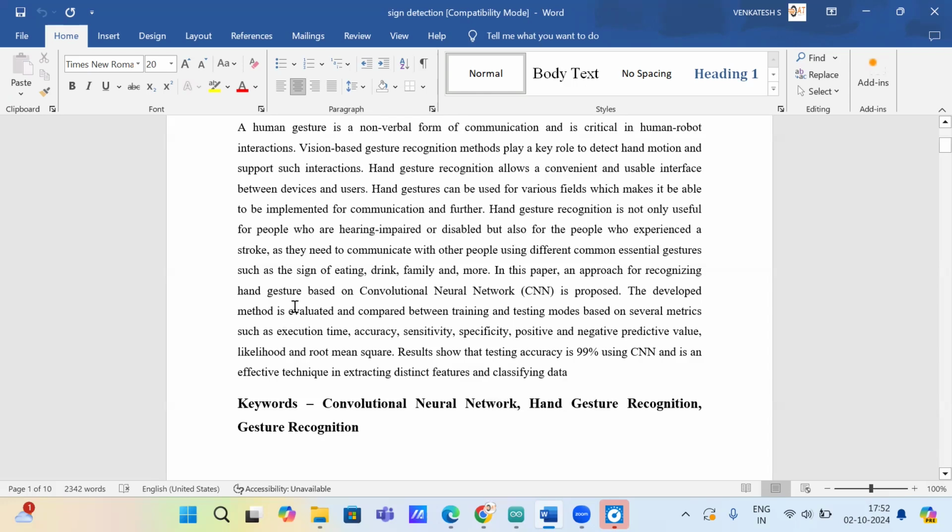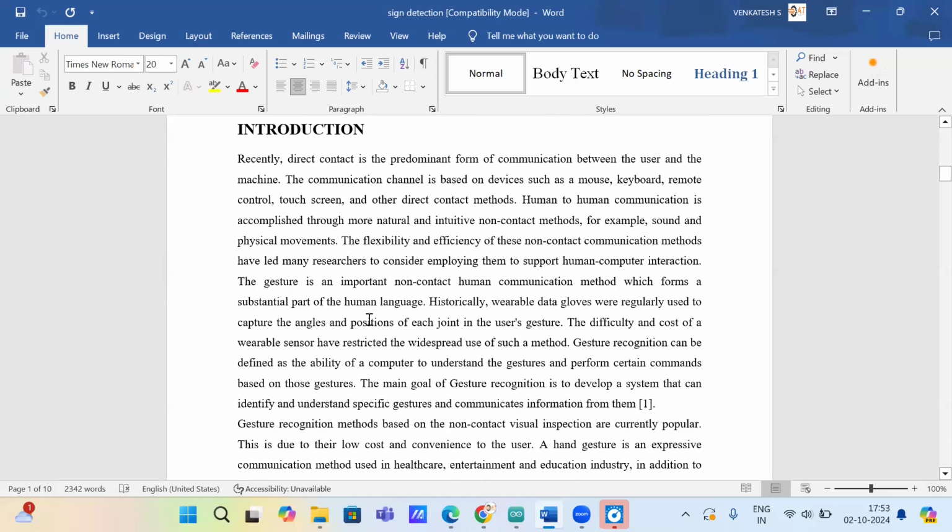The developed method is evaluated and compared by testing models based on several metrics, such as execution time, accuracy, sensitivity, predictive value, likelihood, and root mean square. The result shows that the test accuracy is high using CNN, and it is an effective technique to extract distinct features and classify data. In the introduction, communication channels are based on modes such as mouse, keyboard, touchscreen, and direct contact methods.